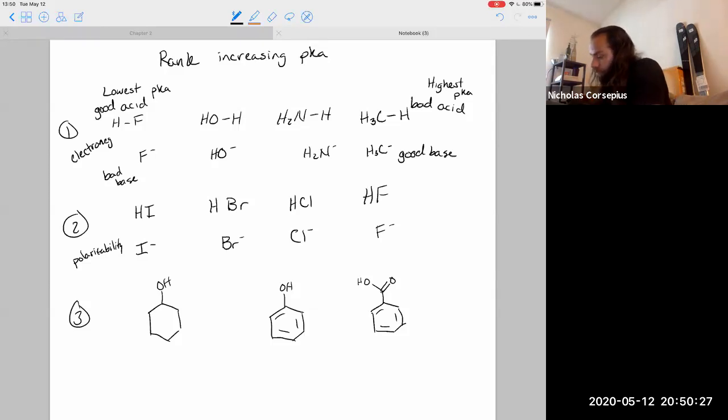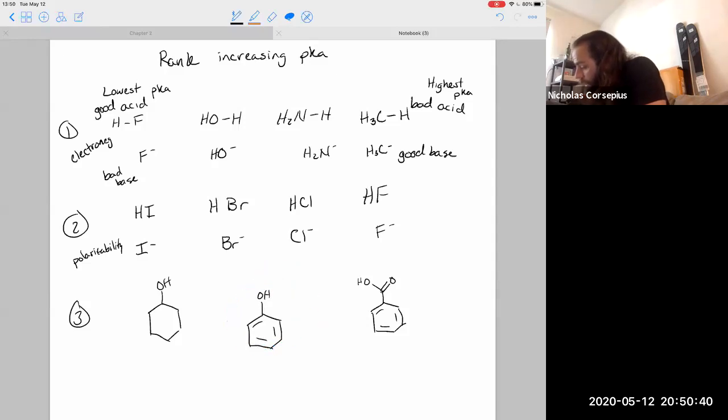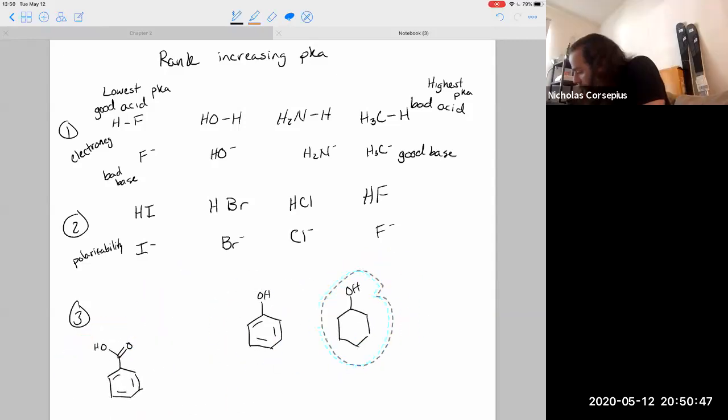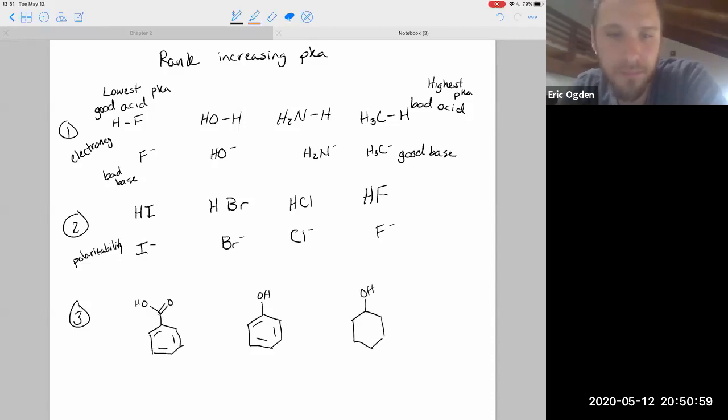If we're going to rank these, which one is going to be the lowest pKa? Phenol. Phenol is a decent acid, but it's the benzoic acid that is still better. Right, but phenol is certainly a way better acid than cyclopentanol. And why is that? These all have a similar argument. Well, the other two have aromatic capabilities.